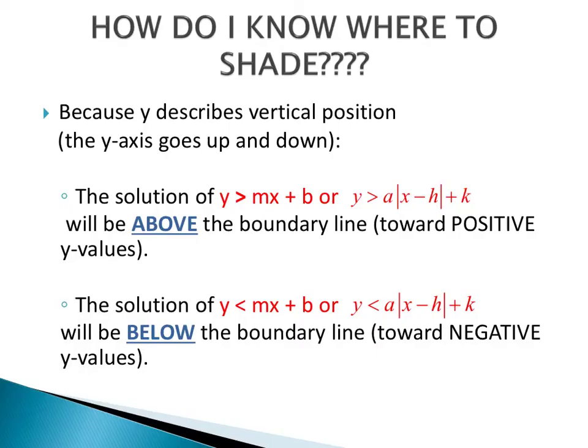Now, how do I know where to shade? Now, y describes the vertical position, right? So my y-axis is a vertical line. So the y describes the vertical position. So the solutions here, if I have y greater than a line or y greater than an absolute value function, we want to shade above the boundary line, so towards the positive direction of y. If it's less than or equal to, I'm going to shade below the boundary line towards the negative values of y.